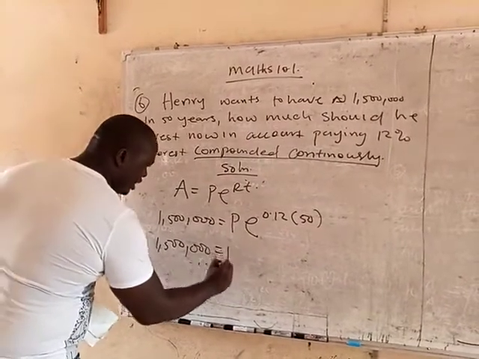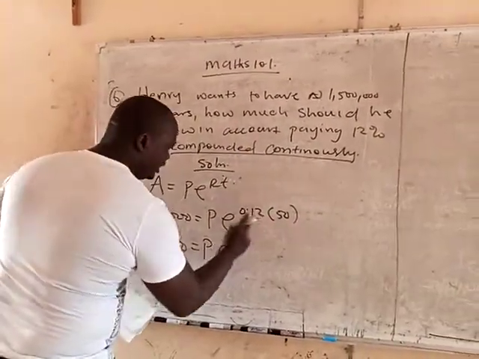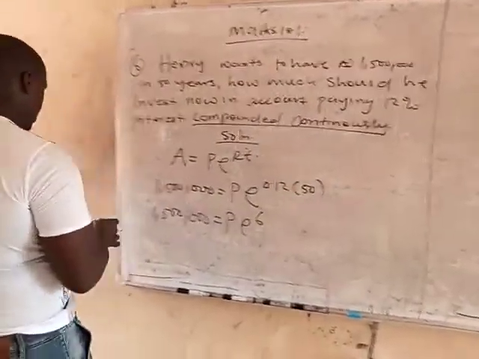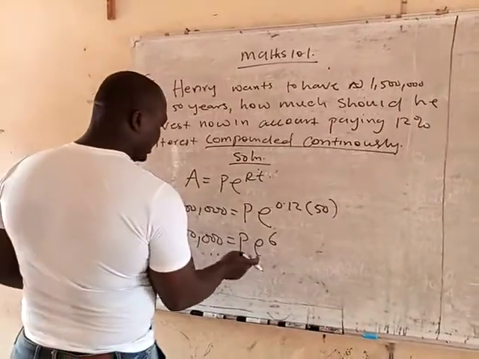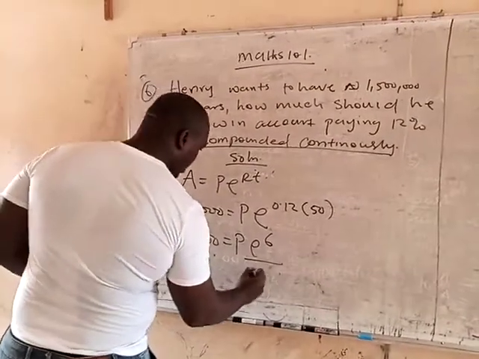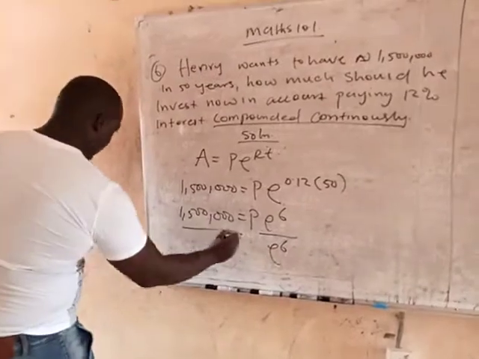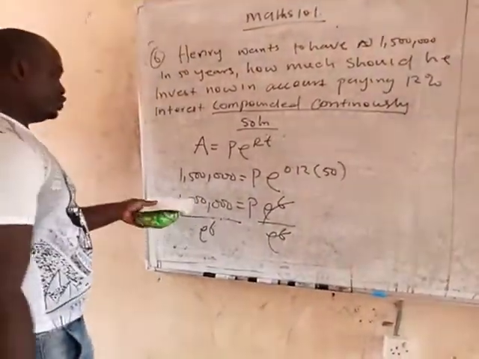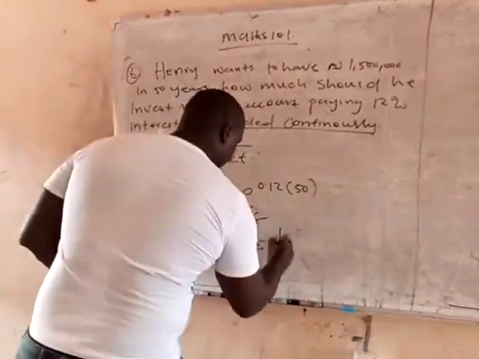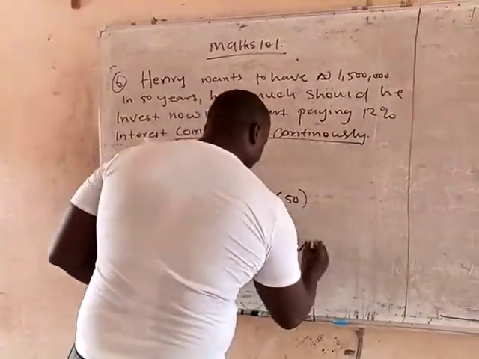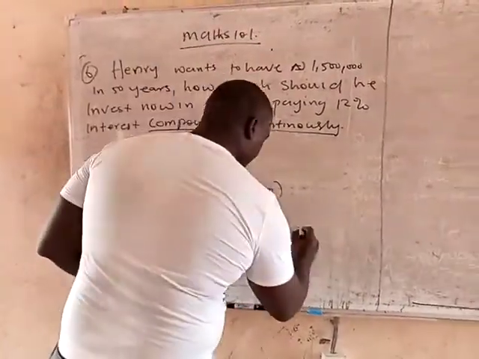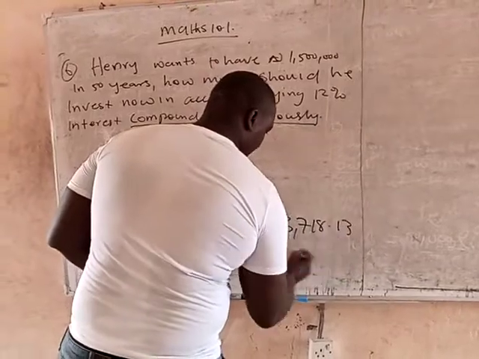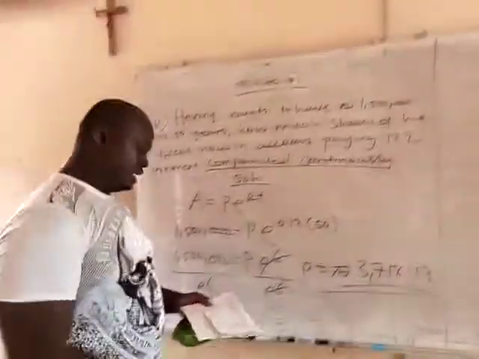So this is 1,500,000. And then you have P. This time this should give you what? It will give you 6. Now, what we want to do is what? We want to get P. So all you have to do is divide by what? Exponential raised to the power of 6. Divide everything by exponential raised to the power of 6. This will cancel this. If you should press this in your calculator, your answer P is going to be 318.13. That should be your answer.